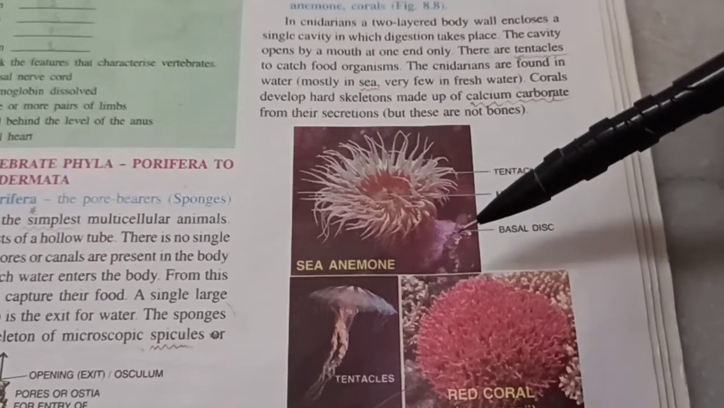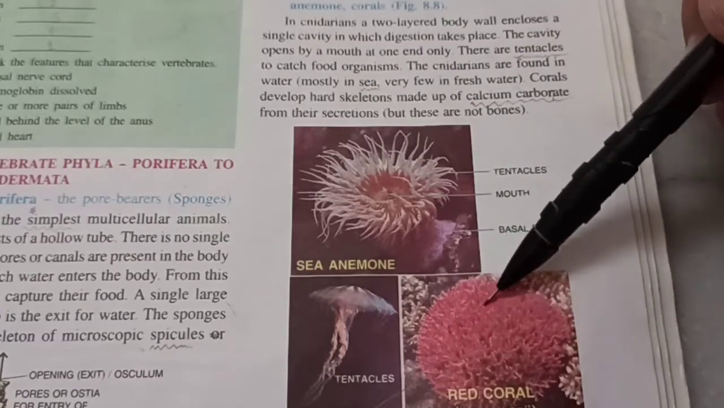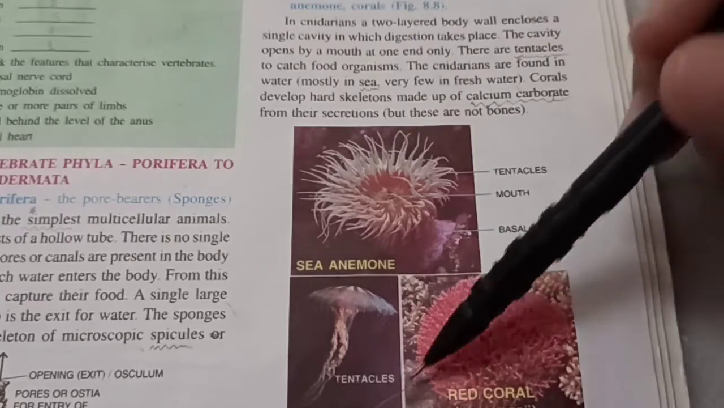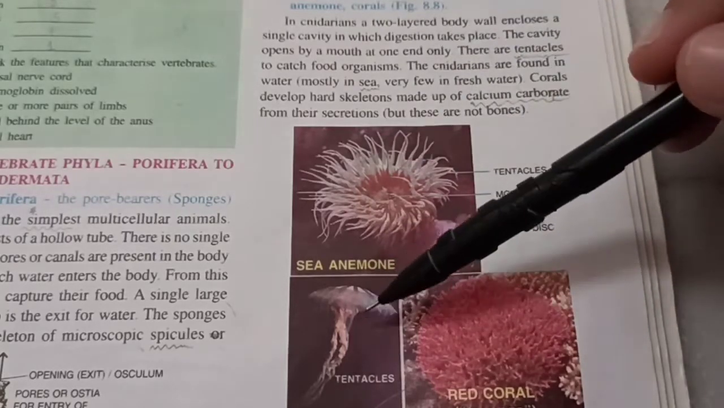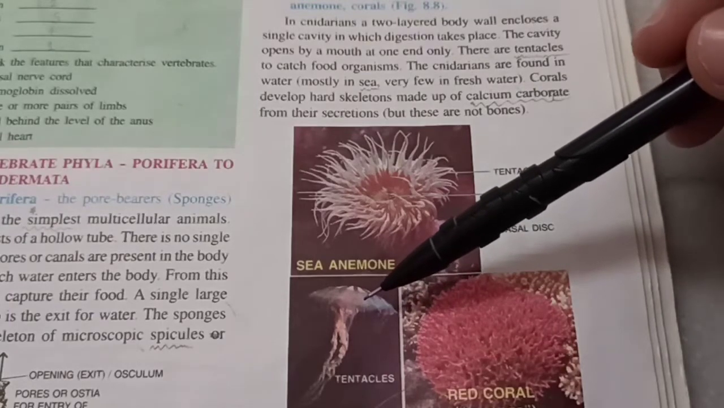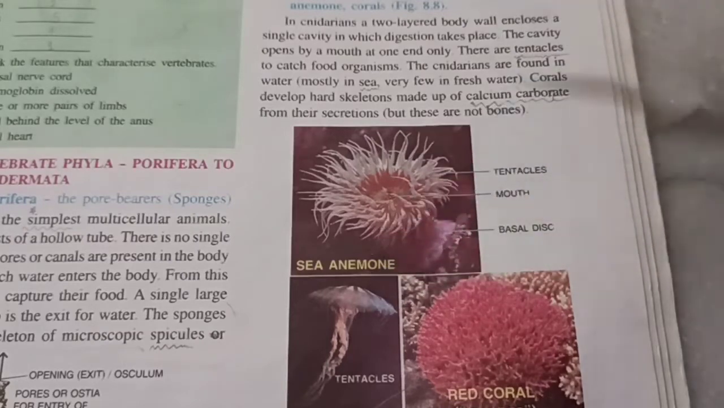Most of them, especially the corals, have a hard skeleton on the outside made up of calcium carbonate. They don't have bones, by the way. They don't have a brain either. Jellyfish has been existing on Earth for 300 million years without a brain. So there's hope for you also.